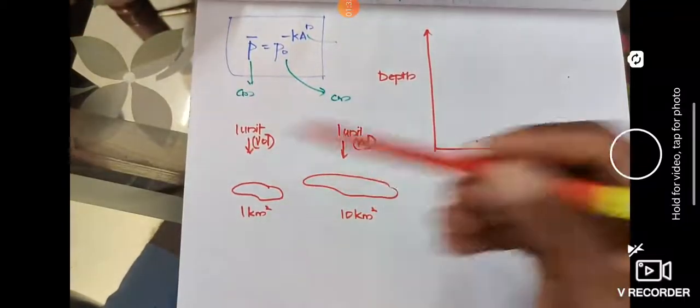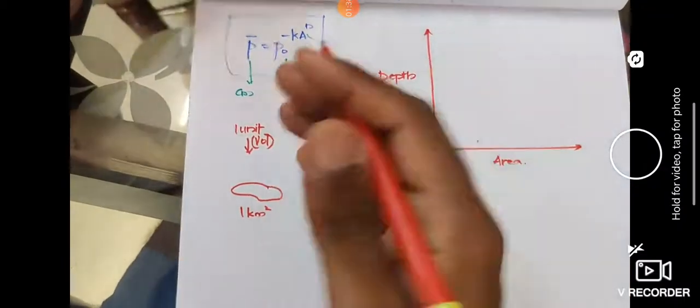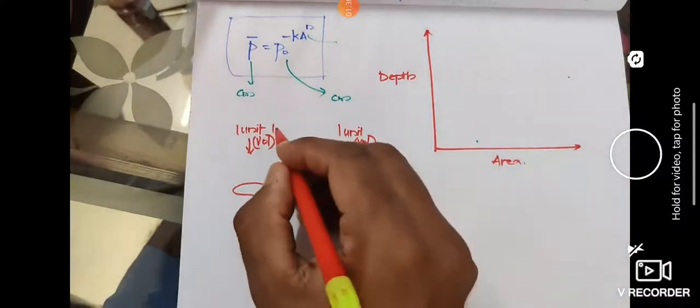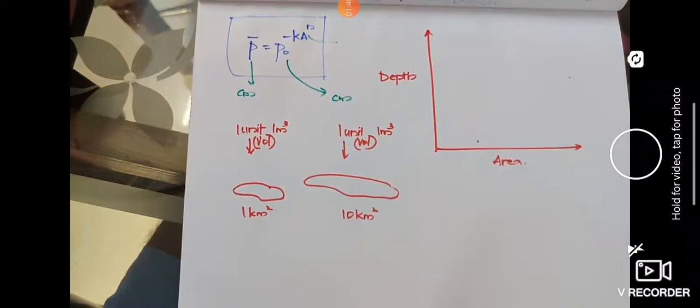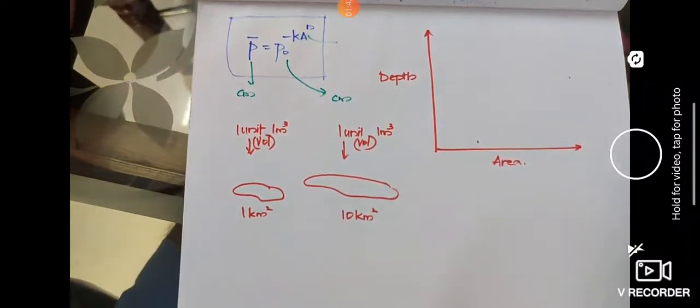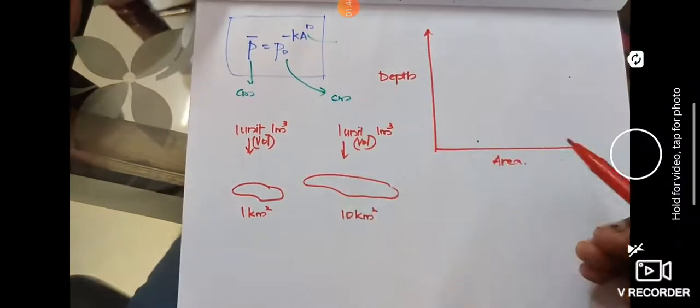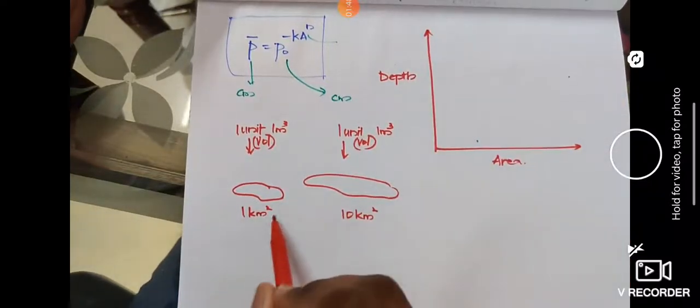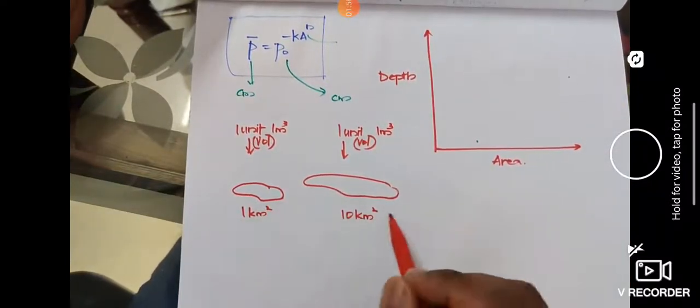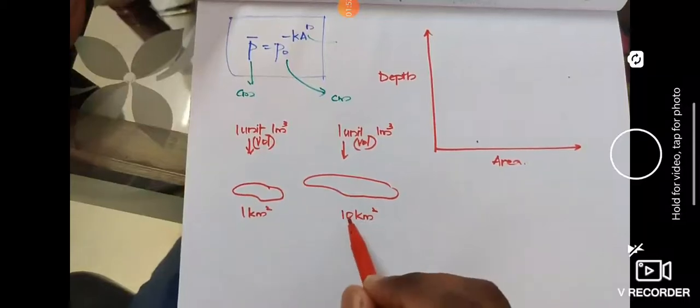So this is receiving 1 unit, say for example, I can quantify anything. Let it be 1 meter cube, and this also 1 meter cube. 1 meter cube is a very large quantity of water, but still. So 1 meter cube of water is coming down here, and here also 1 meter cube of water is coming down. And this is getting spread in 1 square kilometer, and this is getting spread in 10 square kilometer area.